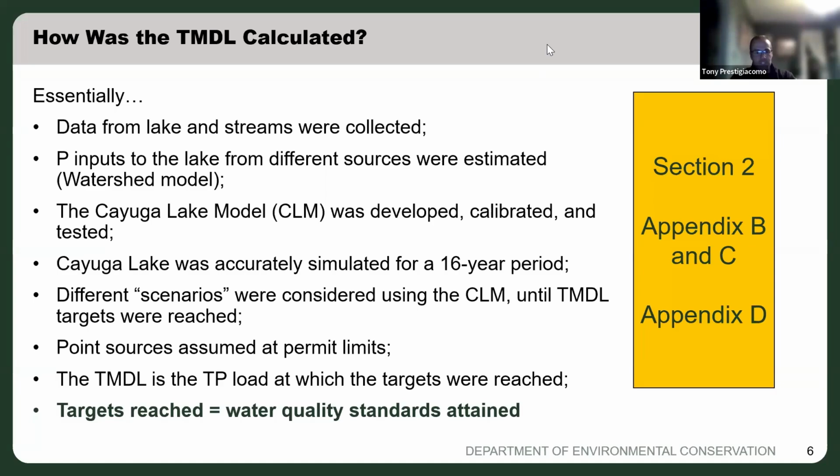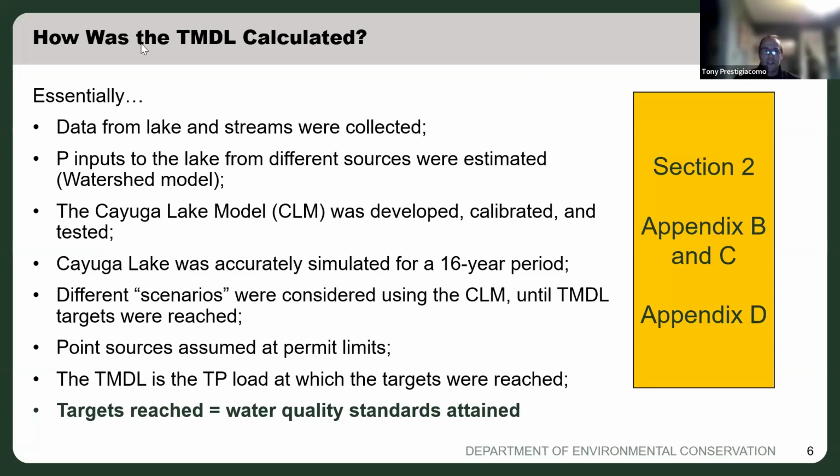And so point sources in this case were assumed to be at their permitted limits, which needed to be the way it was done because, in a regulatory sense, a wastewater treatment plant, as an example, has the ability to discharge at its permitted limit. In most cases, most wastewater treatment plants discharge at well below their permitted limits. That's just maybe a point of interest. And so the TMDL was calculated based on the phosphorus load that the lake could receive while the targets in the lake were met.